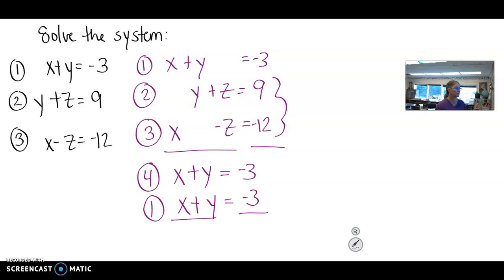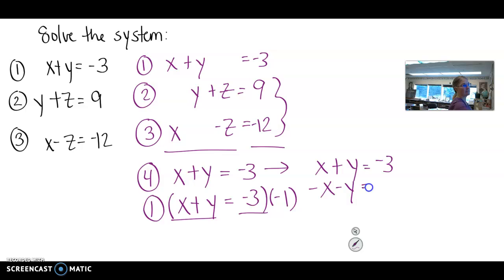So what I'm going to do is multiply this one by -1 so that my x's will drop out because they'll be exactly opposite. I'm just going to rewrite this one, and multiplying by -1 changes the sign on everything here. Add down, and you get 0 plus 0 equals 0. Now all the variables dropped out, and I have a true statement because 0 is equal to 0.